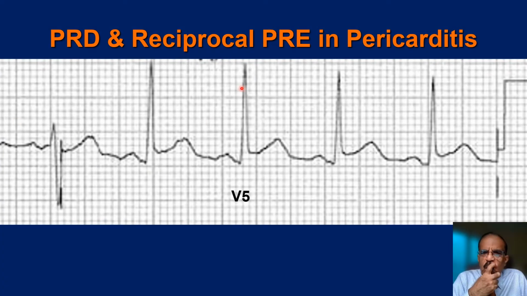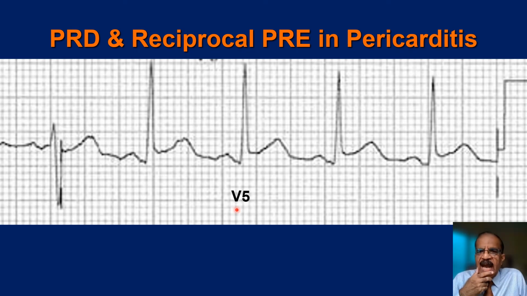Okay, now I'm going to show you this PR depression. This is the PR interval, this one. If you compare it with the previous TP, this is truly a reference line. This is TP. Compared to this TP, the ST segment is elevated, but the PR interval is depressed. This will be seen in precordial leads like V5.